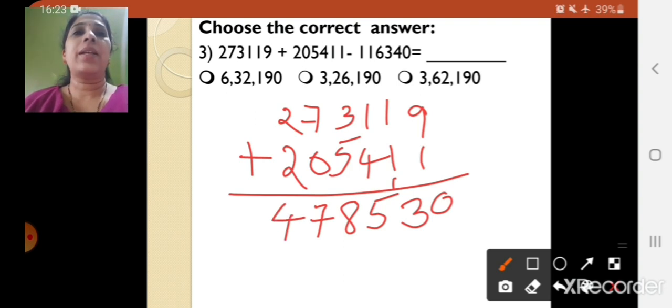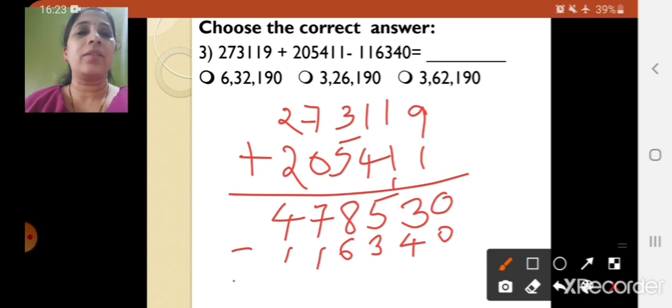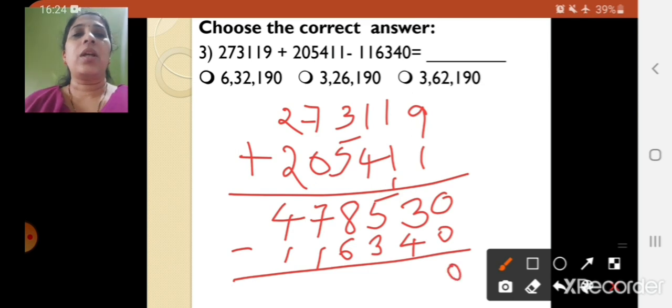Right? Now we'll subtract from 1,16,340. So 0, 4, 3, 6, 1 and 1. So now let's carry out subtraction. 0 minus 0 is 0. Now 3 minus 4 you cannot subtract. So you are going to borrow 1 from 5. Right? So 5 will become 4 and 3 will become 13. Now 13 minus 4 is 9. And 4 minus 3 is 1.